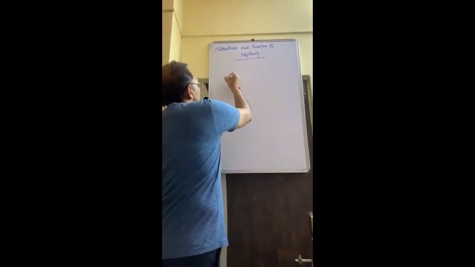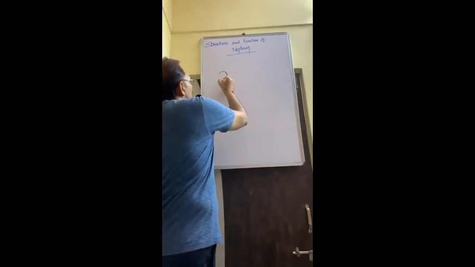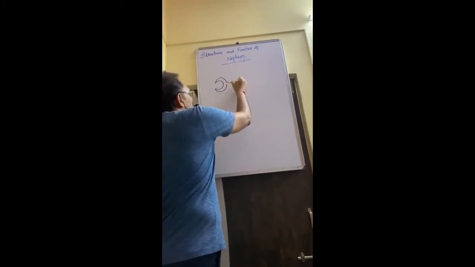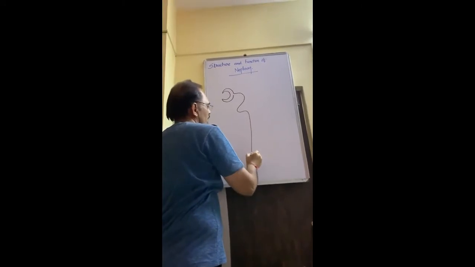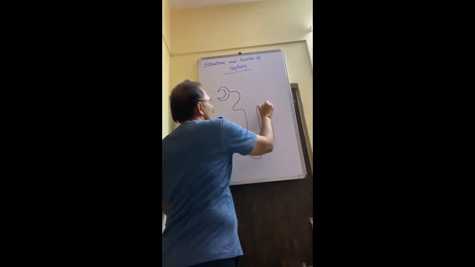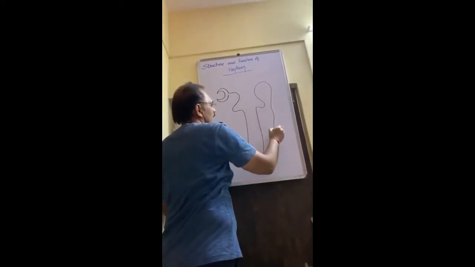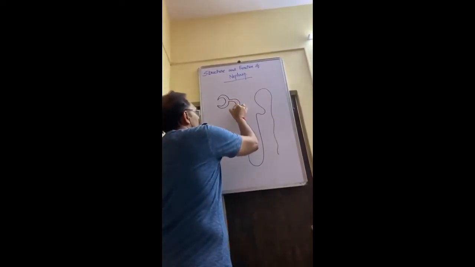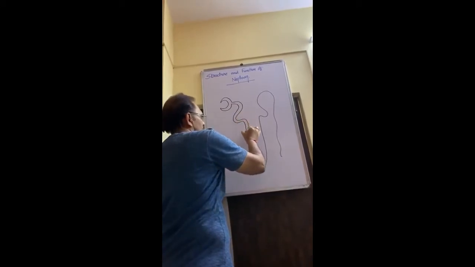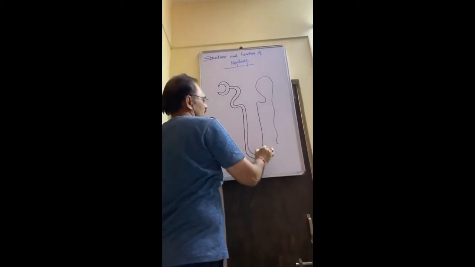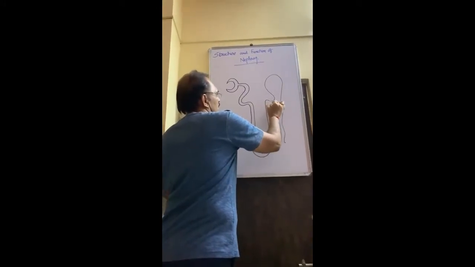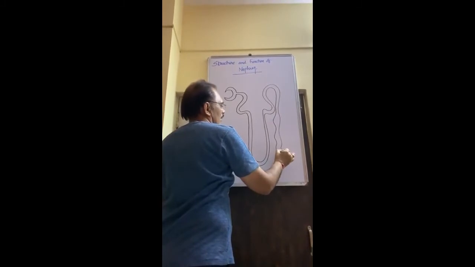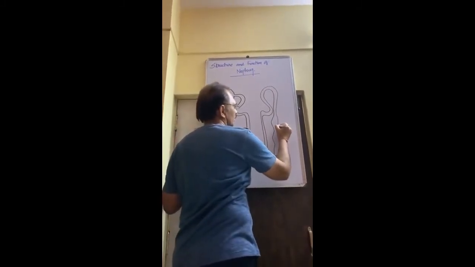See here, this is Bowman cap. Bowman is the name of scientist. The U-shape is known as Henle's loop, and then it is the collecting tubules. See, you have to draw it with big diameter, not the small one. Collecting tubules.